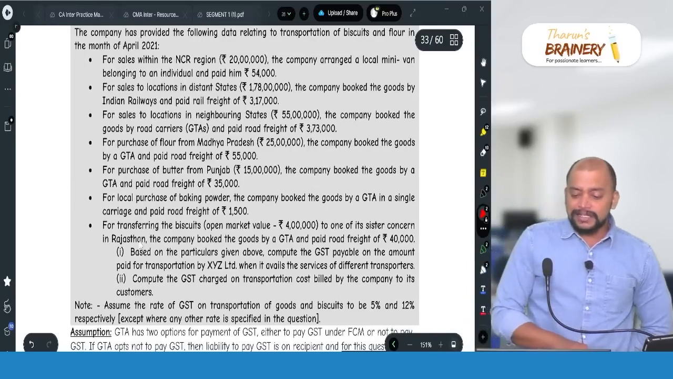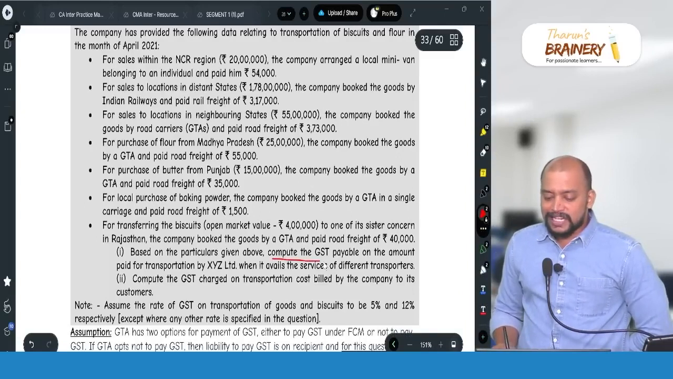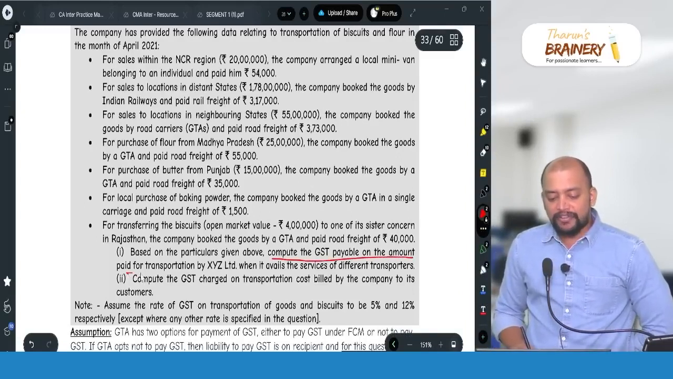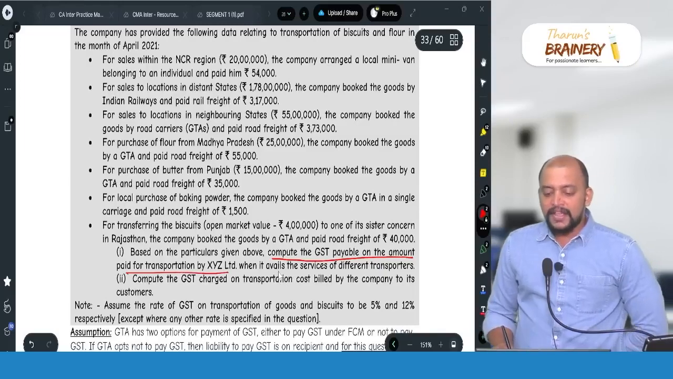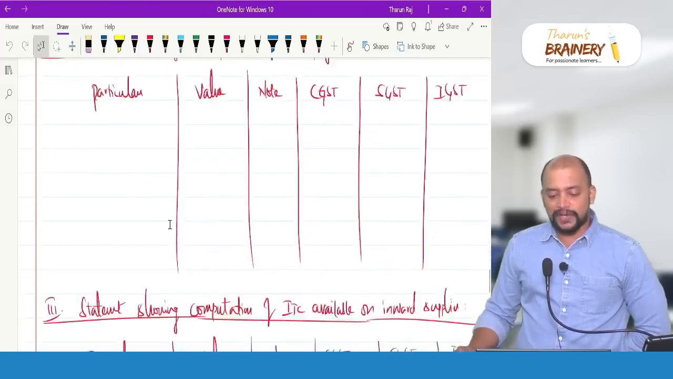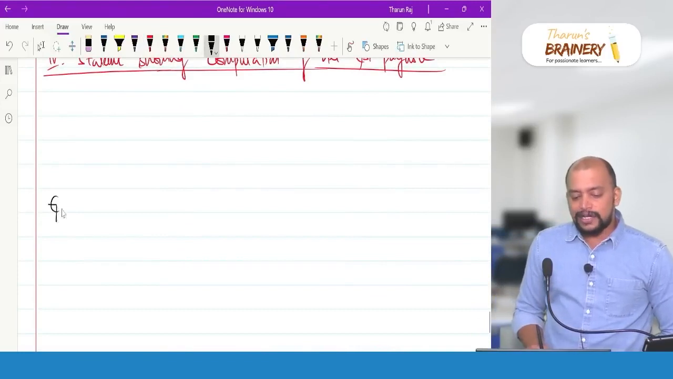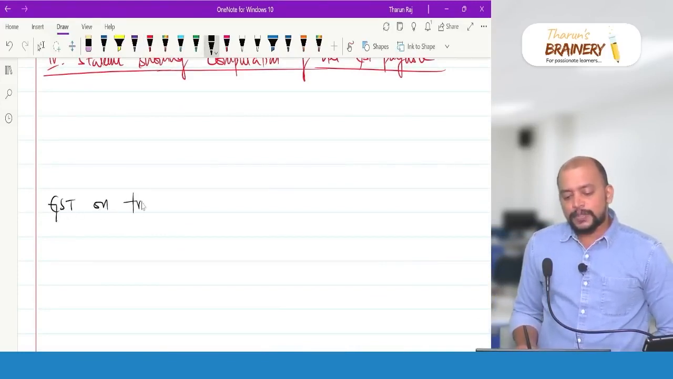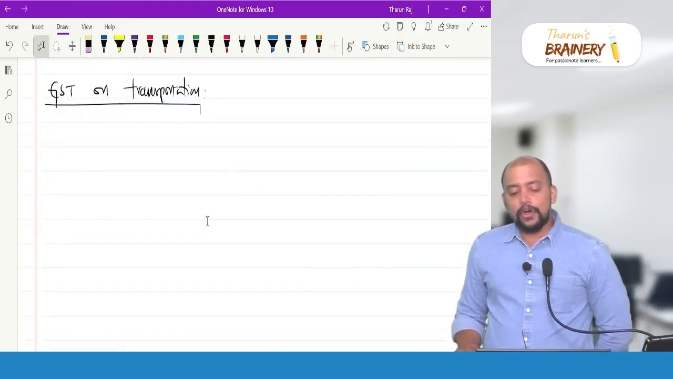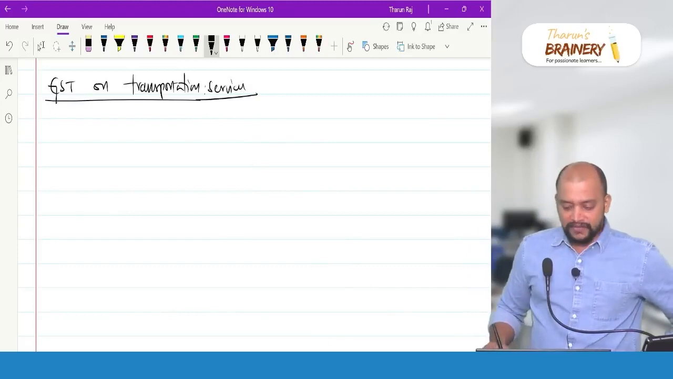Now, what is the requirement? Based on the particulars given above, compute the GST payable on the amount paid for transportation by XYZ Limited when it avails the services of different transporters. So the answer to this first question is, how much is the GST on transportation? Whether they pay it under FCM or RCM, how much is the GST on transportation services that is received? That is the question here.